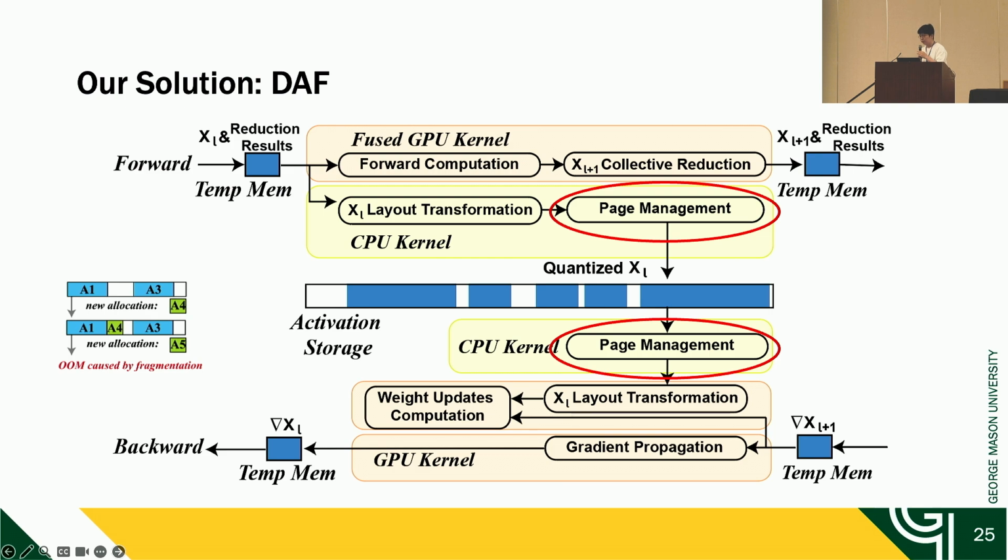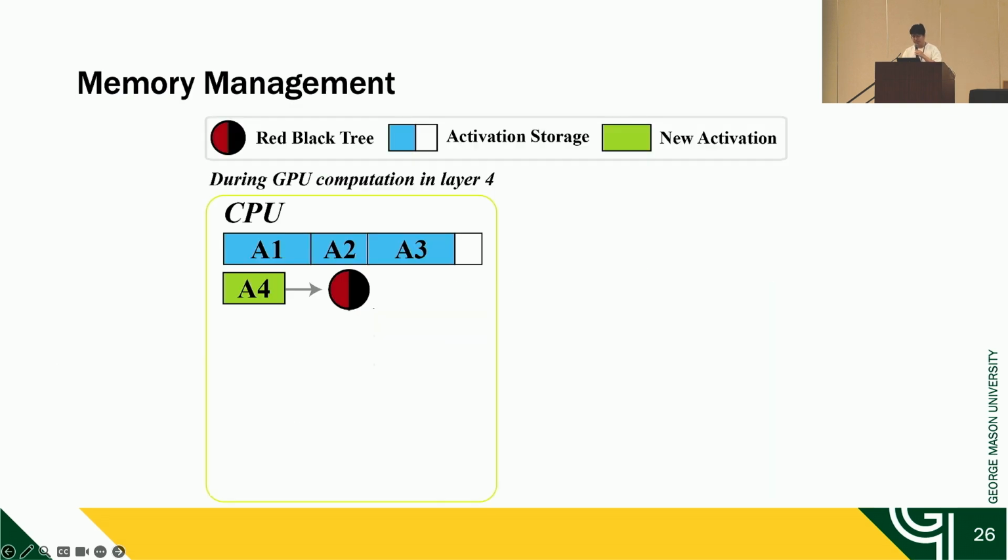Here, we use a page management system to do that. The key idea is that DAF allocates a contiguous memory block for storing the activation. At runtime, it manages the activations using a page-based index mechanism, which allows for efficient storage and retrieval. We use the CPU to do this memory allocation because the CPU is fast enough, and the overhead can be hidden by GPU calculation.